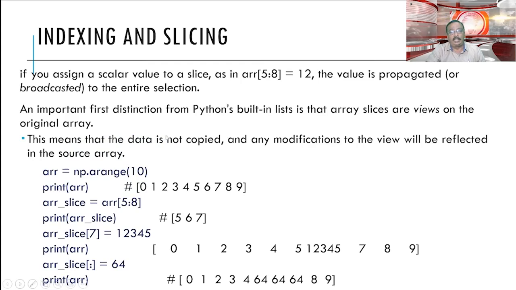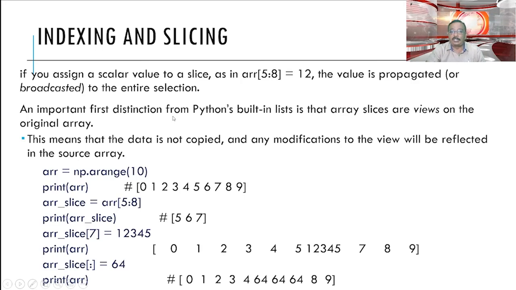Continuing indexing and slicing, you can assign a scalar value to a slice, as in the case of array of 5 colon 8 to 12. The value is propagated and broadcasted to the entire selection. So there are 3 values which are being selected. This value is being propagated to all the 3 values.